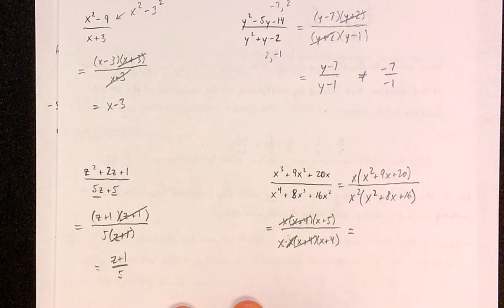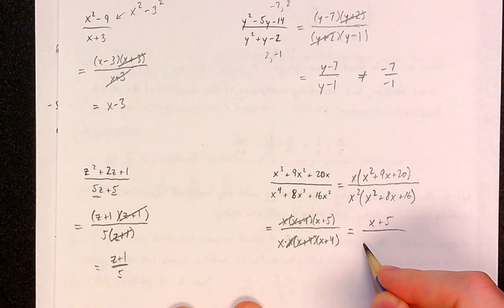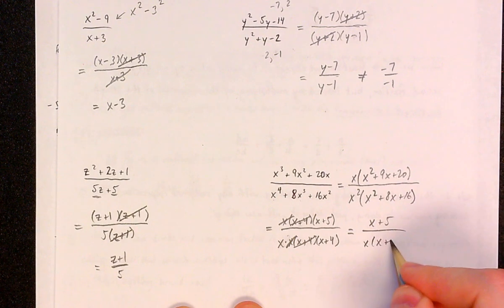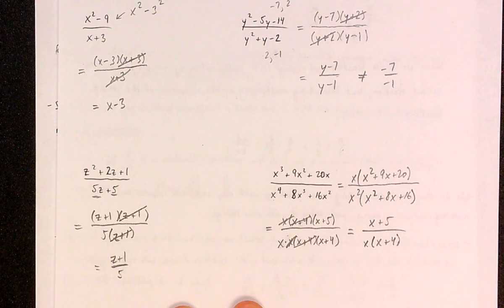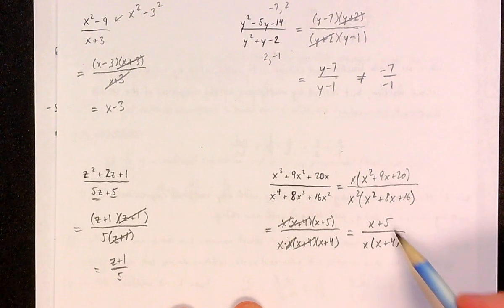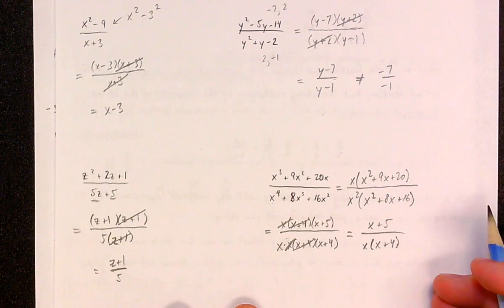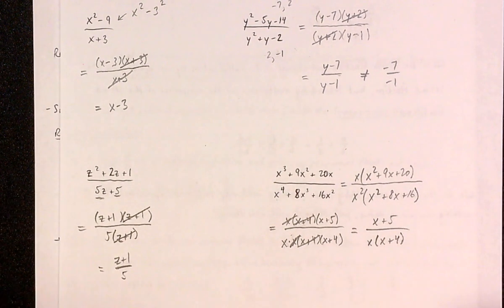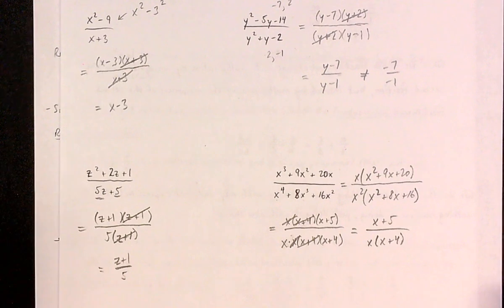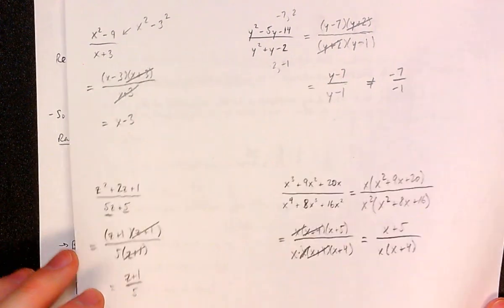So now what are we left over with? Well, on the top we have x plus 5. On the bottom we have x times x plus 4. And now we see there's no common factors. The x plus 5, the x plus 4, and the x are all different factors. Cannot cancel those out any further in any way, shape, or form.